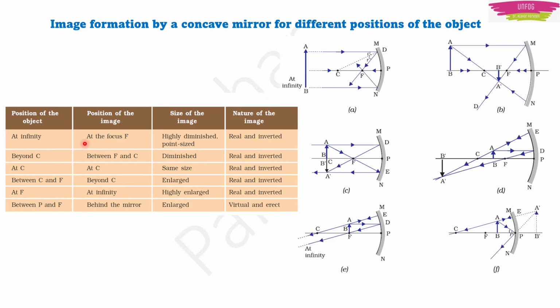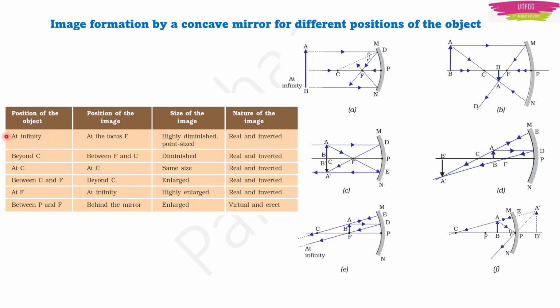Here, the speciality of the concave mirror is that the image is always real and inverted because the image is formed in front of the mirror. Whenever the image is formed in front of the mirror, the image will always be real. If it is formed behind the mirror, like in the plane mirror, then only it will be virtual. I will give you a trick also to remember this, okay?